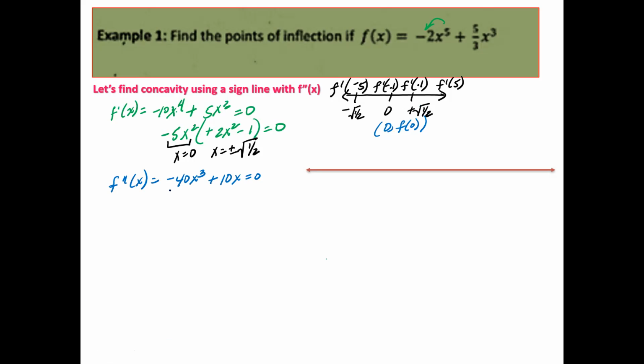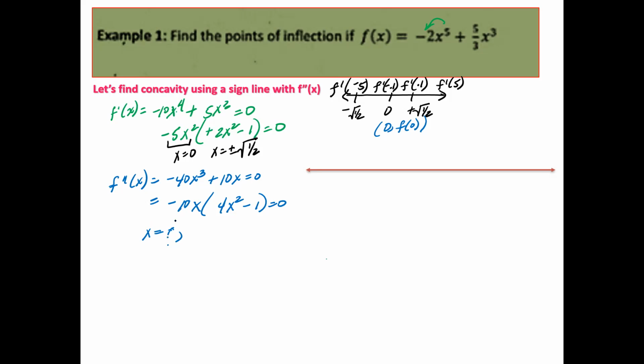And as I'm looking at this, I could go ahead and take out a negative 10x, which will leave me with a negative 4x squared minus 1 equals 0. And of course, I just want to make sure that I get to the original equation before I proceed any further. And I notice that this should be a positive, not a negative. So that negative 10 times 4 gives me a negative 40, x to the third, negative 10 times negative 1, positive 10x, perfect.